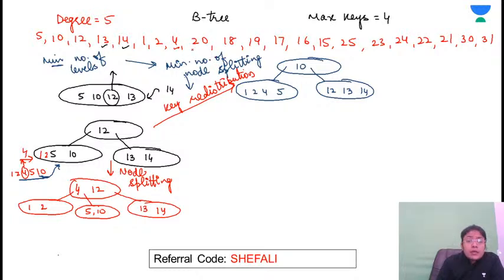4 and 4 is added. Next is 20. I want to insert 20. 20 will be added here, so let us add 20 here. Next 18. 18 will go where? It will be added here.